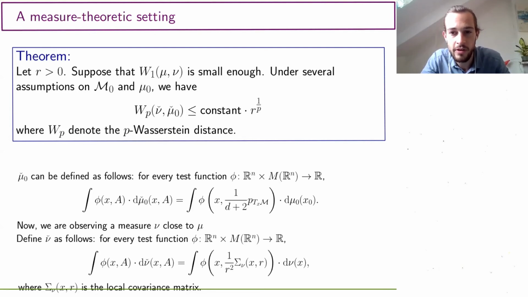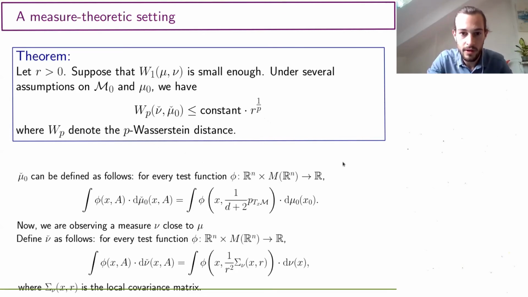So there are serious assumptions that have to be made on the immersion and on the measure that I won't have the time to describe, but what you get at the end is a bound on the Wasserstein distance between the theoretical lifted measure and the actual lifted measure that we can compute. And this result holds for any P.